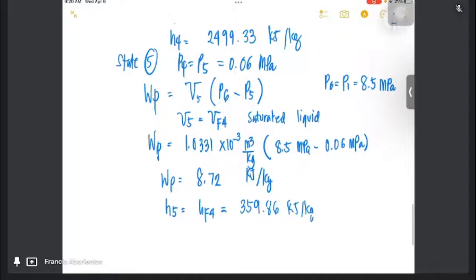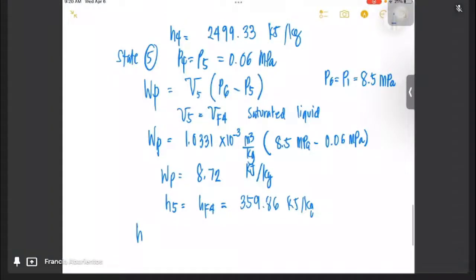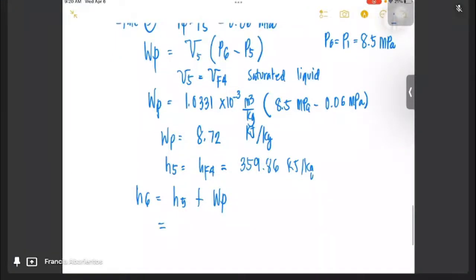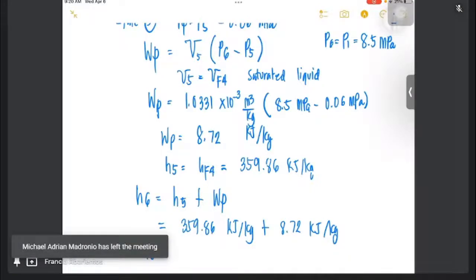Okay. So, in finding now the enthalpy at 0.6, so alam natin to. So, the H5 plus the work ng pump. Then, ito pala ang equals yung ginagamit na approximate value of the work of the pump. Make use of this, 359.86. Work ng pump is 8.72. So, what is now the H6? What is now? 368.